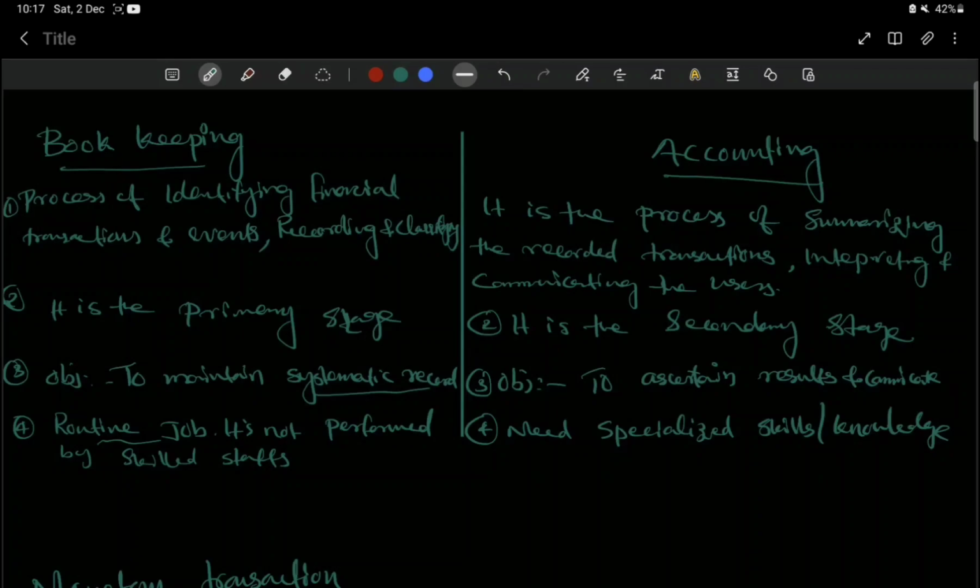So these are the main introductory parts of accounting, right? I hope you understood this.